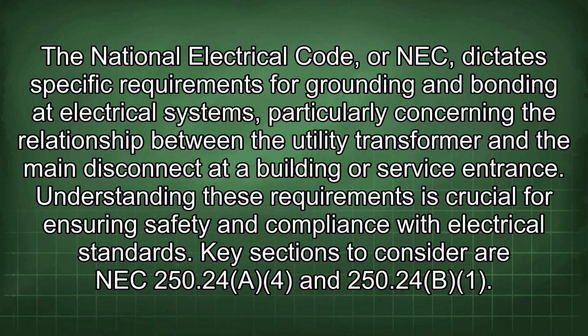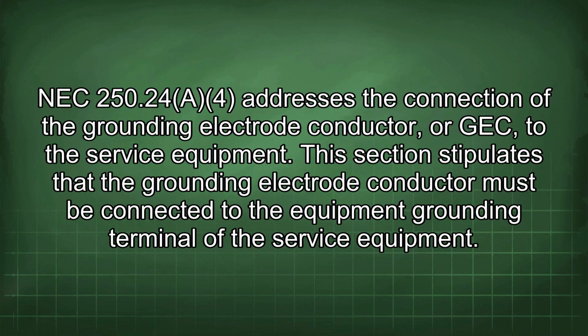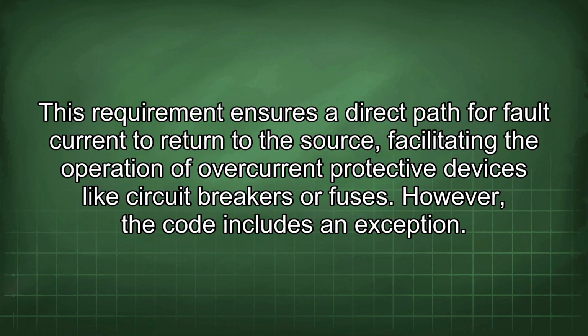Key sections to consider are NEC 250.24 and 250.24(B). NEC 250.24 addresses the connection of the grounding electrode conductor, or GEC, to the service equipment. This section stipulates that the grounding electrode conductor must be connected to the equipment grounding terminal of the service equipment. This requirement ensures a direct path for fault current to return to the source, facilitating the operation of overcurrent protective devices like circuit breakers or fuses.